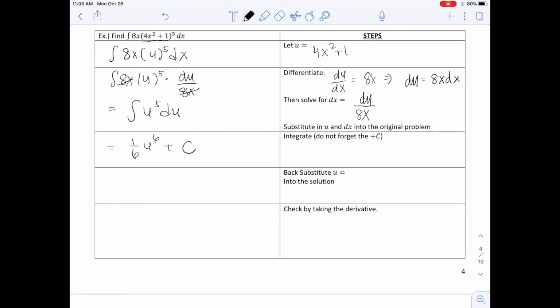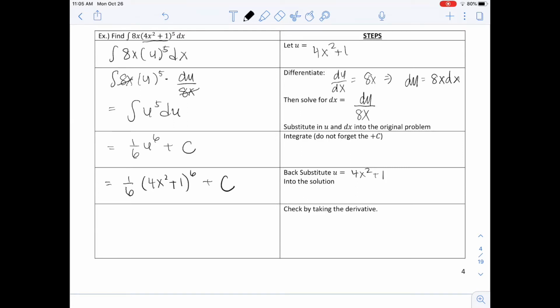Next thing is to back substitute in u, and remember u is equal to 4x squared plus 1. And so this is going to be the same thing as 1 over 6, and then instead of u we're going to write 4x squared plus 1 raised to the 6th power plus c.